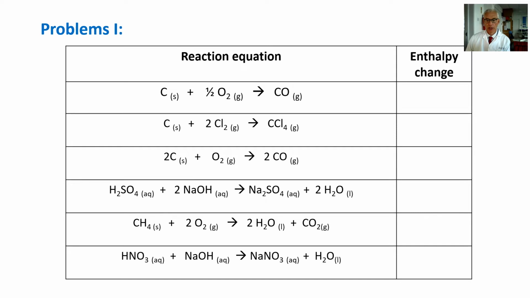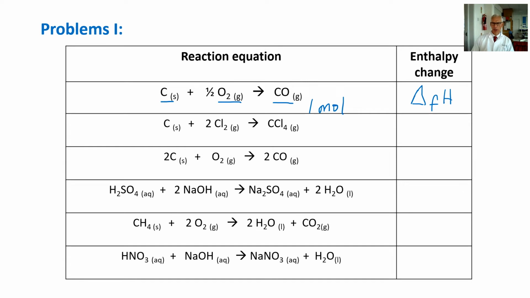Okay, so let's have a look at this. Well, we've got 1 mole of carbon monoxide being formed. So that would imply that we're making 1 mole of carbon monoxide from the elements, carbon as a solid and oxygen as a gas, from the elements in their standard states. So that is enthalpy change of formation.